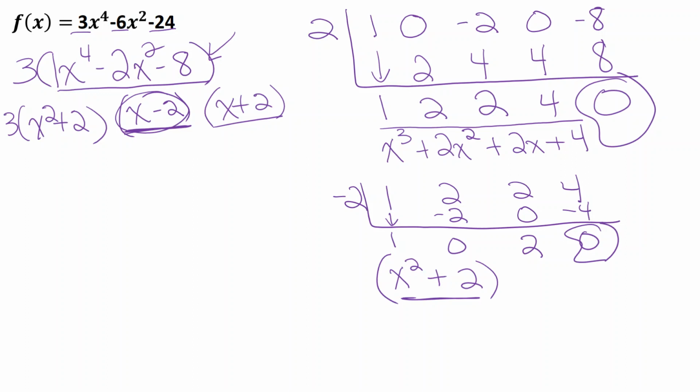All right, so I want to rewrite this problem real quick so you see it a little bit different. Let's just look at the original. It said f of x equals 3x to the fourth minus 6x squared minus 24.